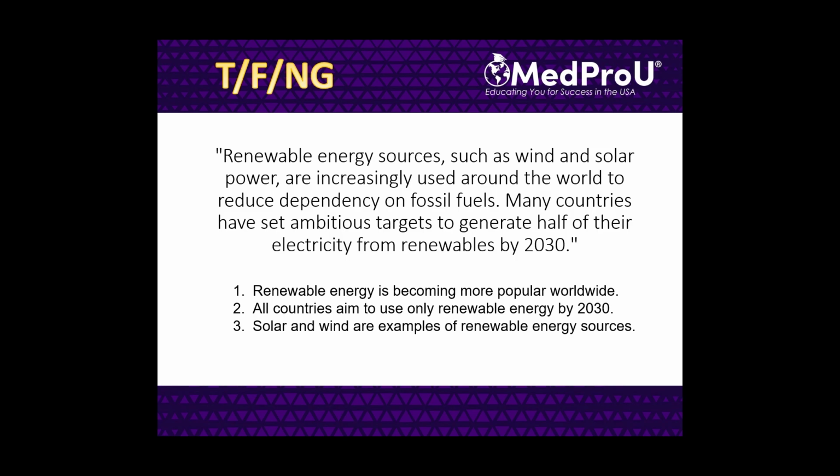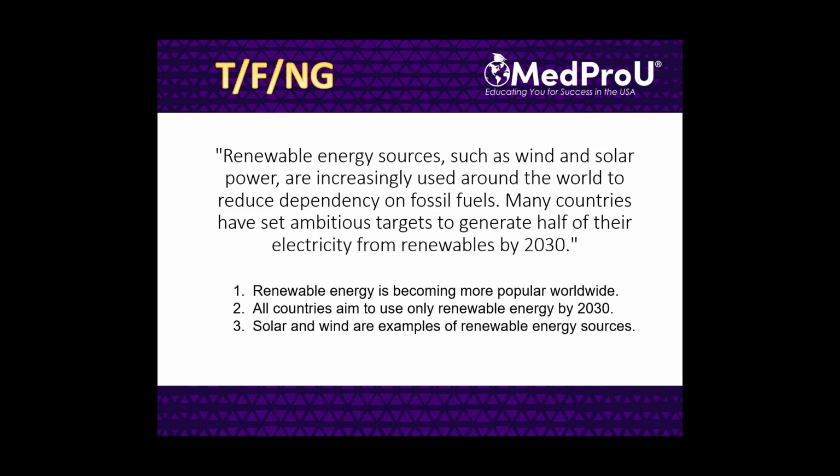Number two: all countries aim to use only renewable energy by 2030. The passage mentions ambitious targets for 2030, but there's no information that all countries aim to do it. So it's not given. There's no information about it. They say many countries, but not all. So it's not given.